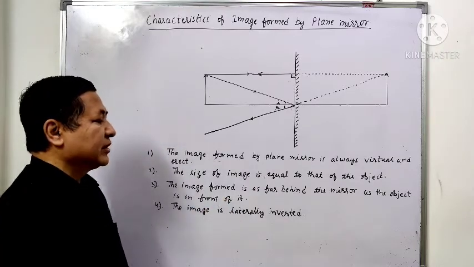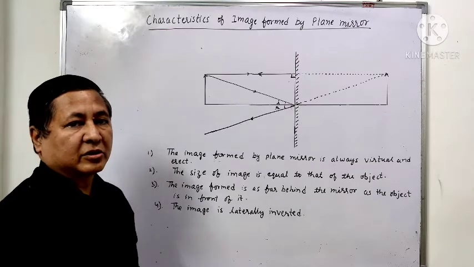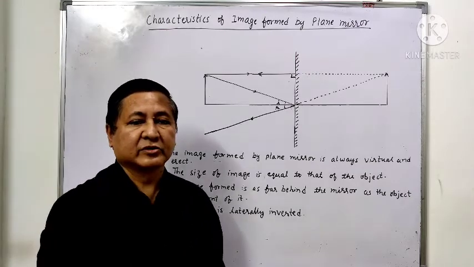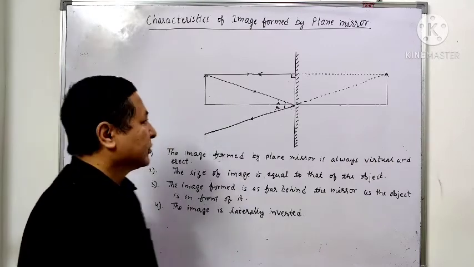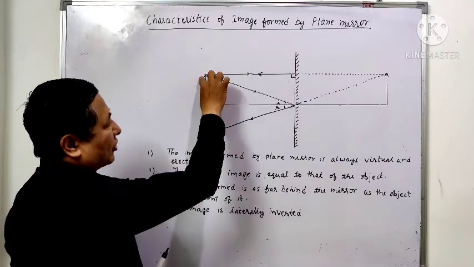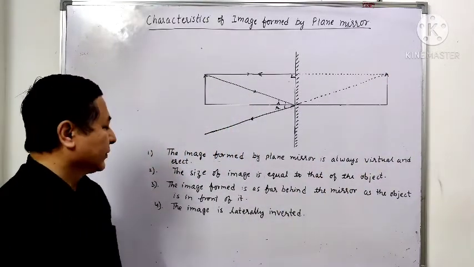Now the size of the image is equal to that of the object. If you see yourself in the plane mirror, you will see that your size and the size of the image is the same. So you can see here the image of the object is the same size as the object.